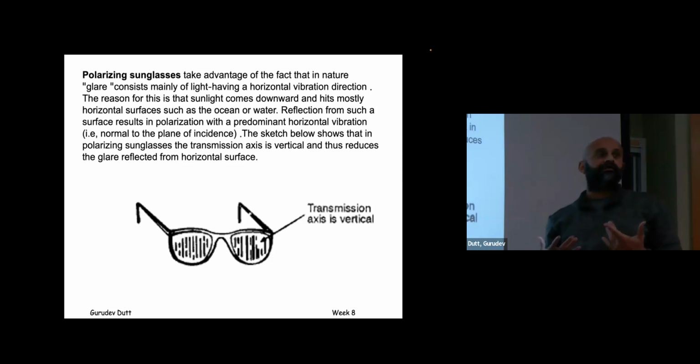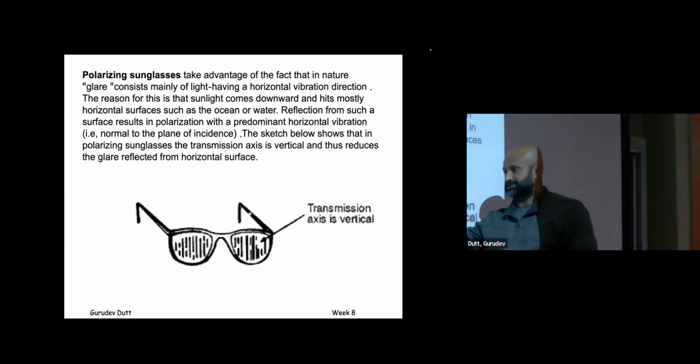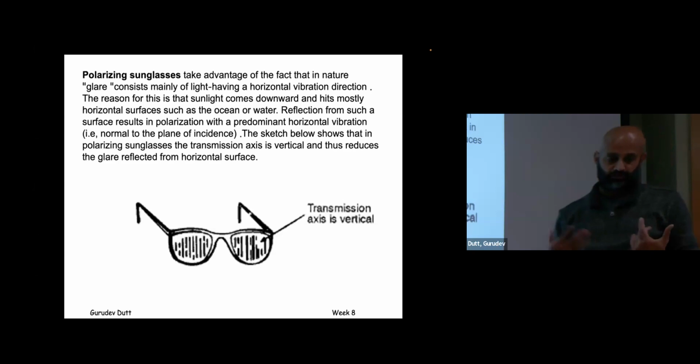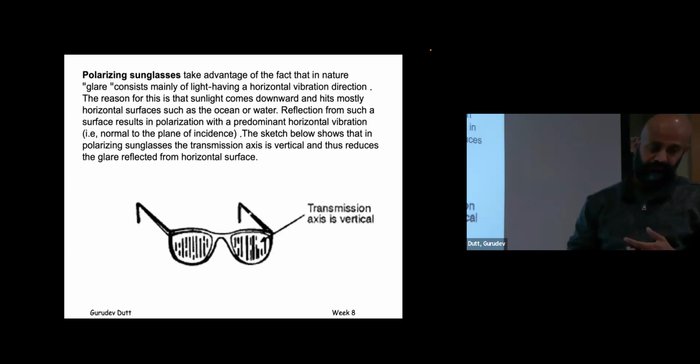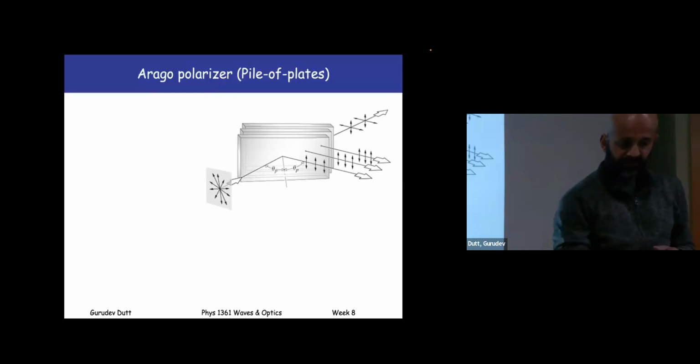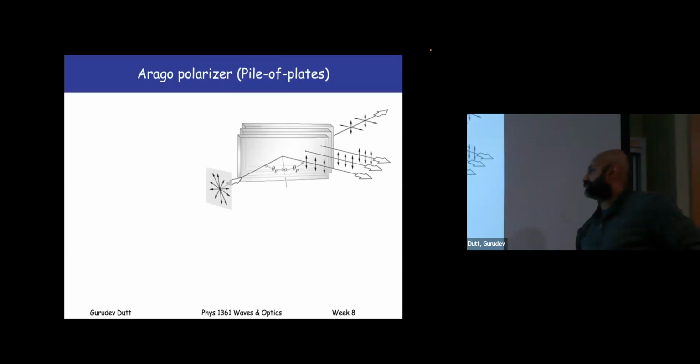So what we do is we take advantage of that by taking sunglasses, and we orient the transmission axis of the Polaroid film in the sunglasses at vertical to reduce the glare of that horizontally polarized light that's coming off the ocean surface, water, roadways, etc. Okay, so this is just one example of how we take advantage of this. Other types of polarizers that we can create.